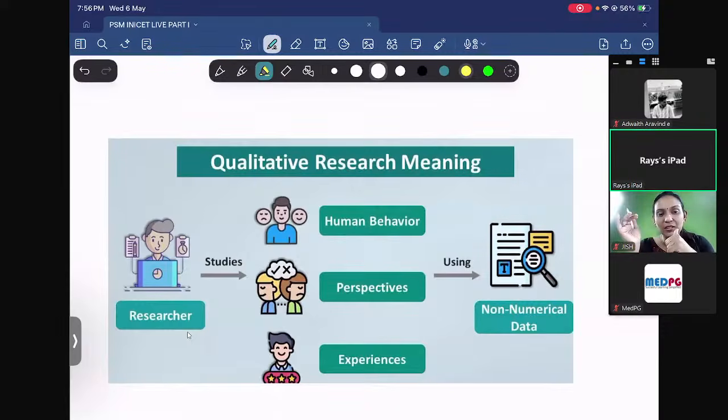In qualitative research, we have a researcher who studies human behaviors, perspectives, experiences, mainly using non-numerical data. And there we have different tools. How do you collect data in qualitative research? We need to talk to people, right? So we have key informant interviews. We have focus group discussions, FGD you call it. So the tools used are different in qualitative research. You can expect basic questions on qualitative research. That's why I just told you what qualitative research is.